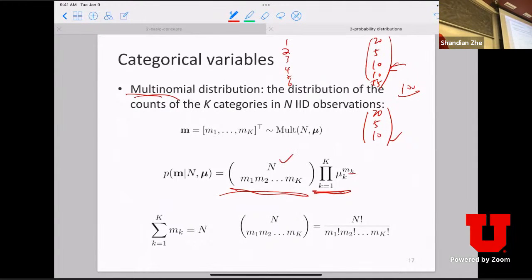You have N trials, and M1 times category 1 will appear, M2 times category 2 will appear, until M_K times category K will appear. So the total number of realizations is just this combinatorial number. In most cases, you really do not need to worry about this combinatorial number, especially in MLE or MAP estimation. You can treat it as some constant and throw it out. But just be careful, there is some number in front of it to get the accurate probability.